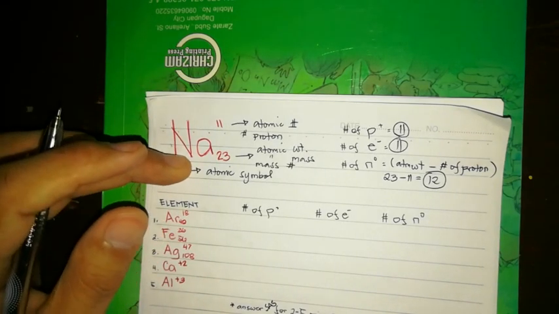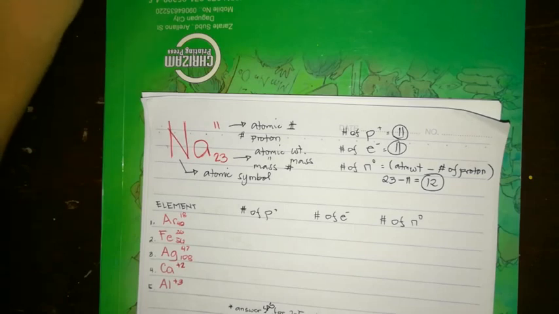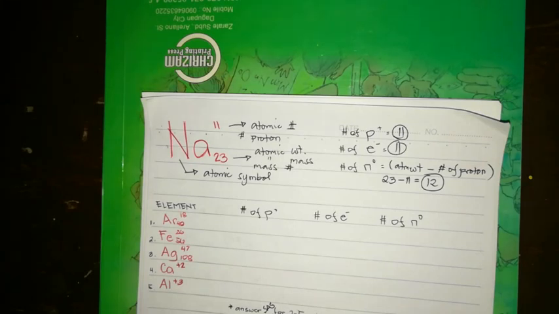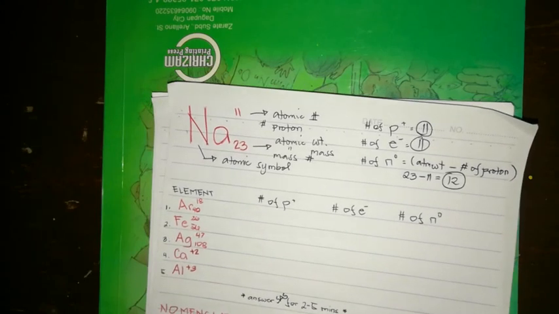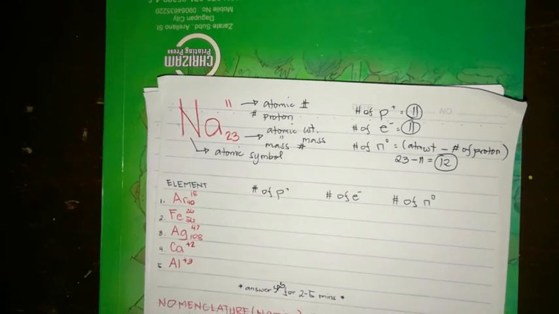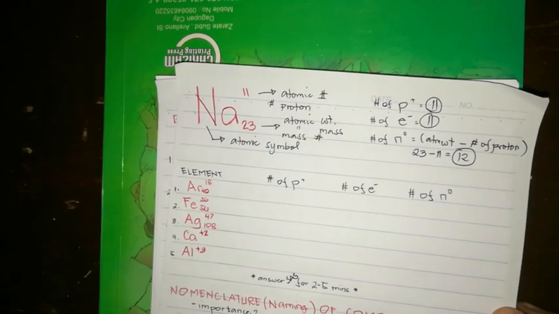Now, what about the importance of proton? The importance of proton is that the number of proton of an element is different to the number of proton of another element. Wala tayong dalawang element na magkapareho ng number of protons. That is because lahat ng chemical properties ng isang element relies on its number of protons.